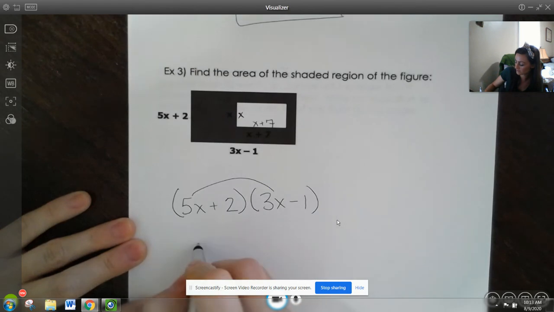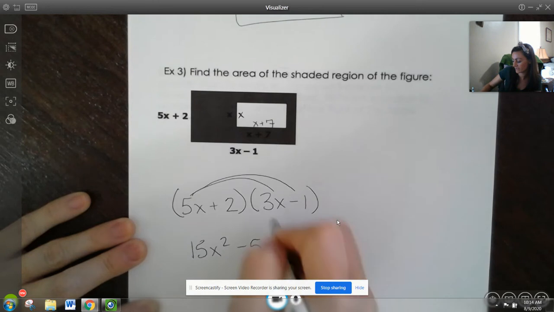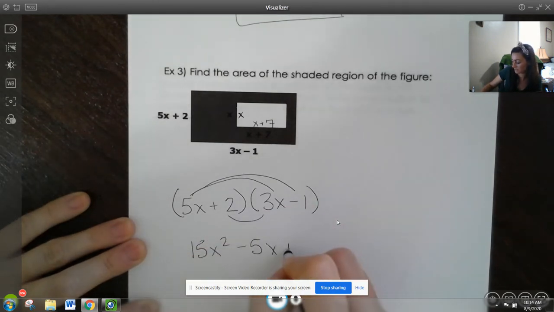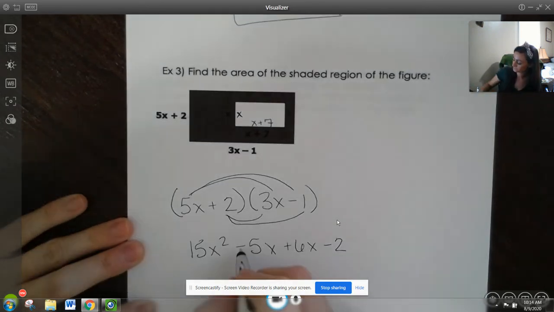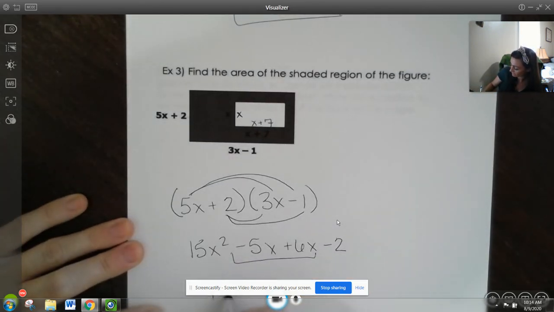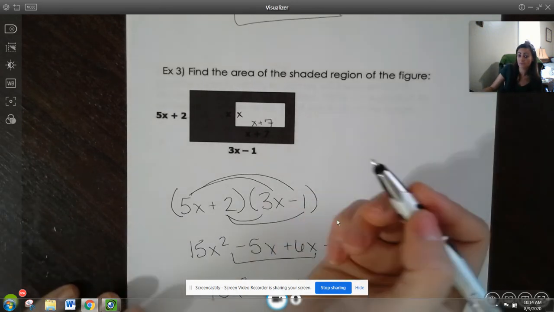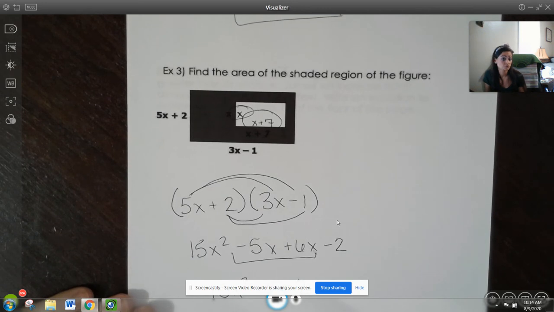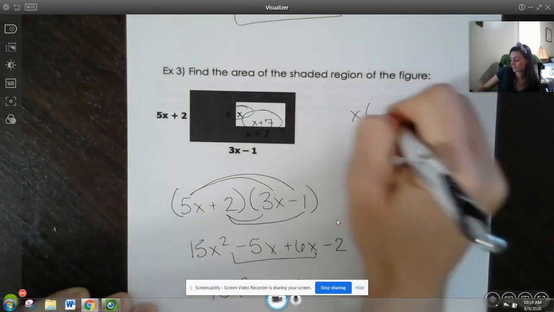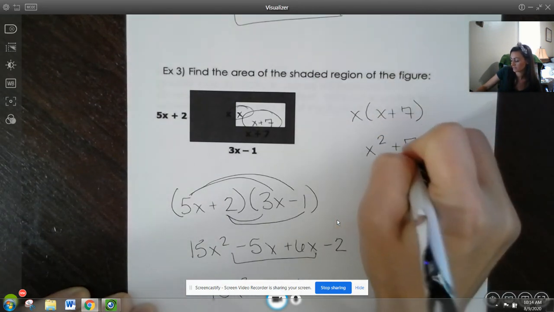So 5x times 3x gives me 15x squared, minus 5x. Here I'm going to get plus 6x, and here I'm going to get minus 2. Combining these will give me 15x squared plus x minus 2. Now you will notice they were nice. These are the length and the width that we had from our farmer question right before. So I know when I did this multiplication, I got x squared plus 7x.